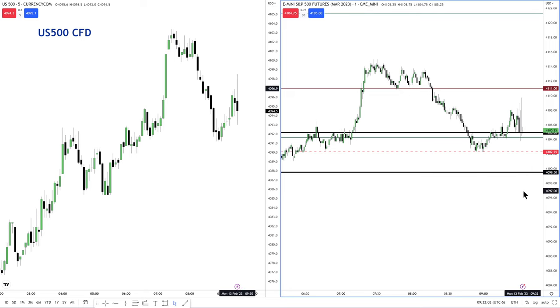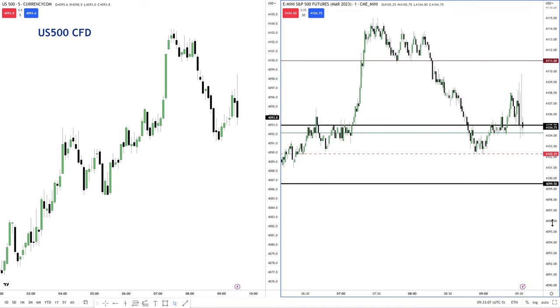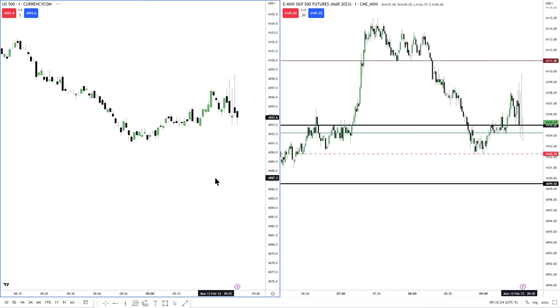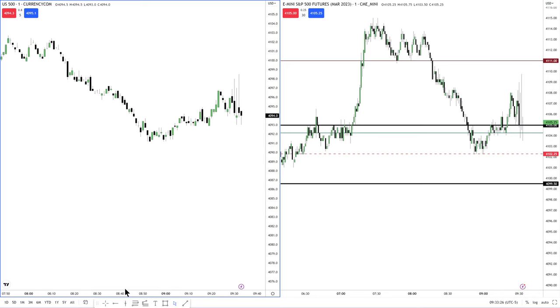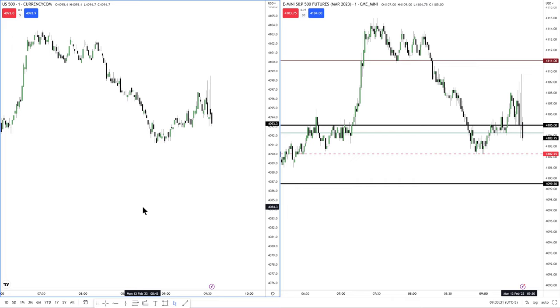Do not take any of this as trade advice, please. All you're doing is tape reading. You're observing, trying to get a feel for what the market's likely to do. There's liquidity resting at the 4102.25 level. That's in the form of sell side. We have relative equal lows here, here, and here. Now I'll drop down to the 1-minute chart on the US 500 chart on the left-hand side.